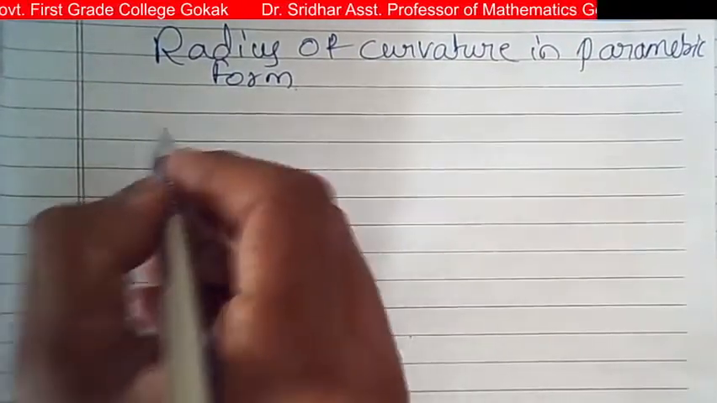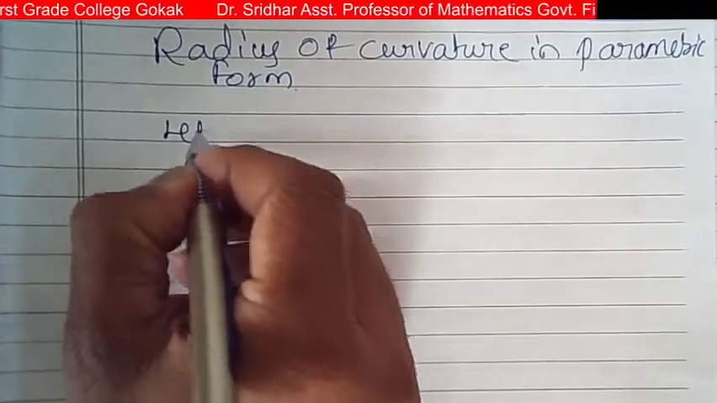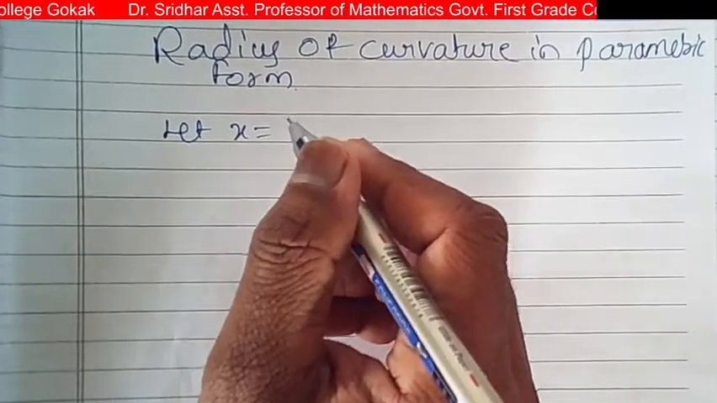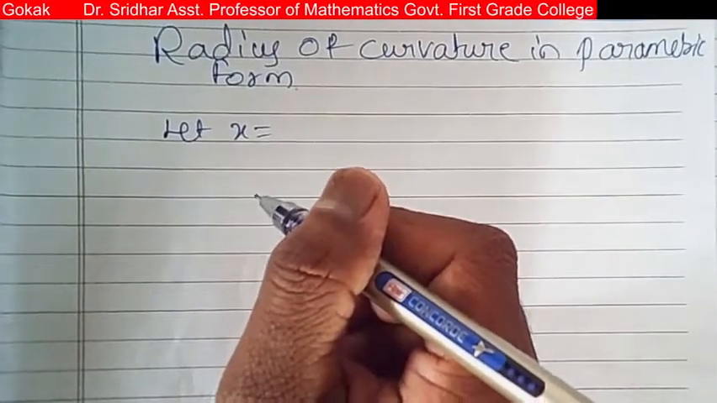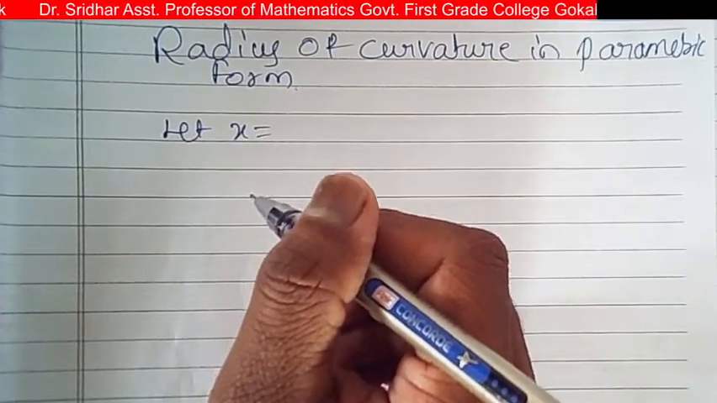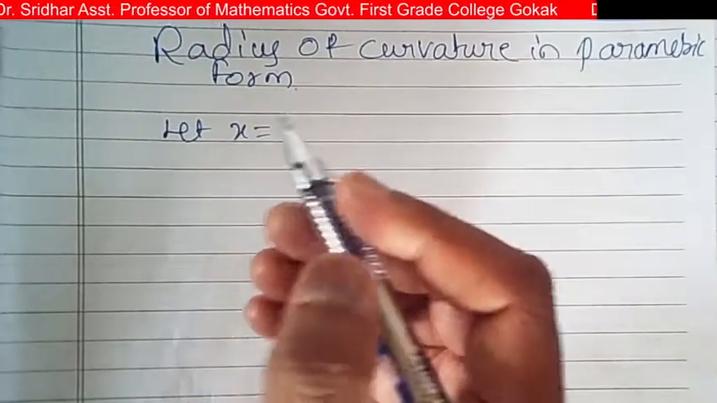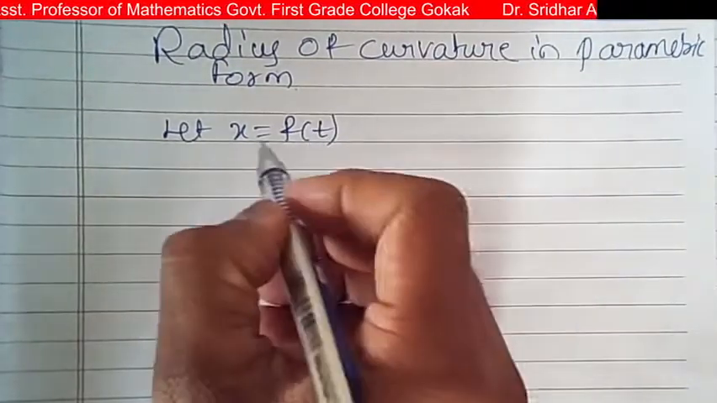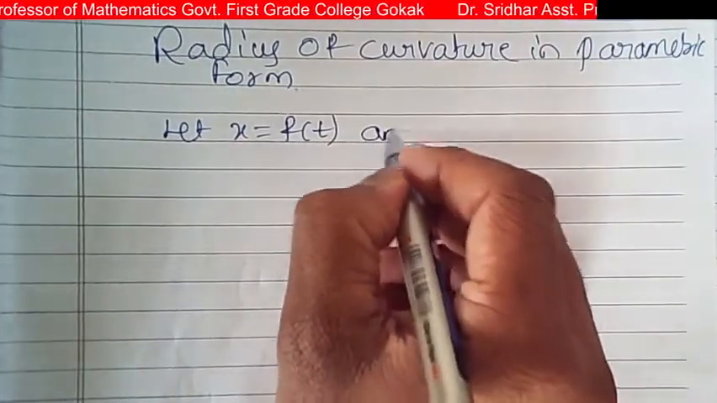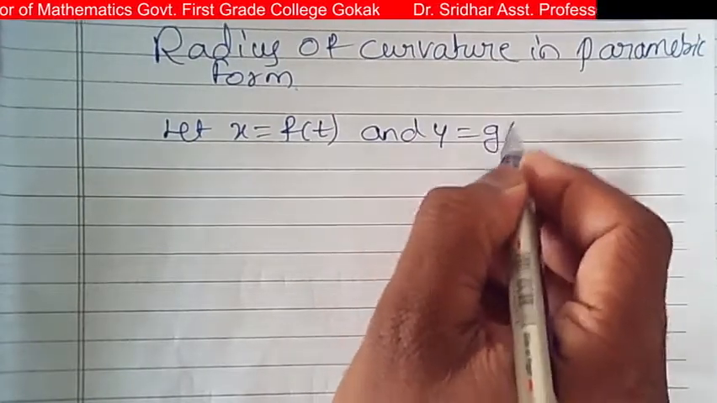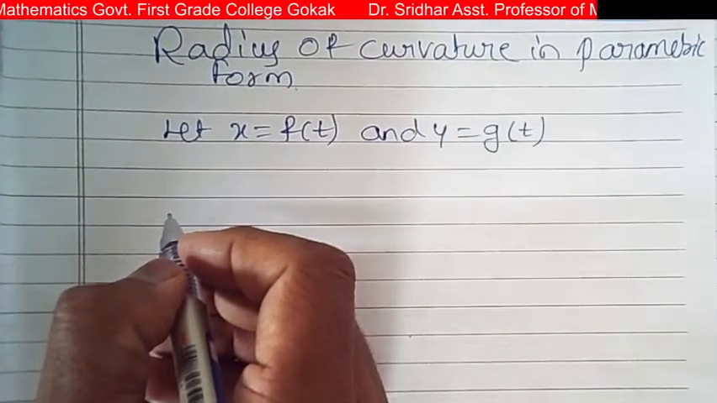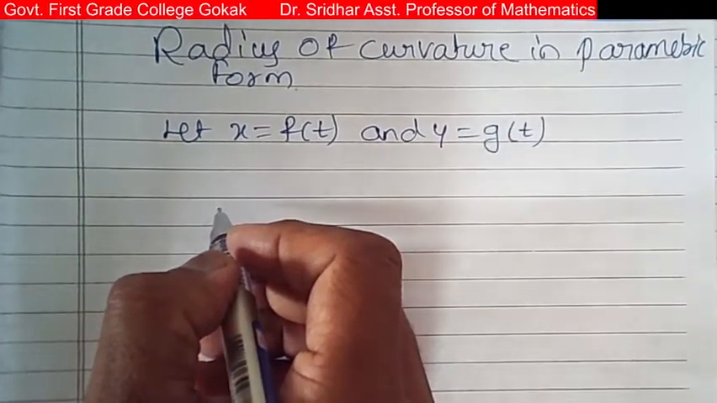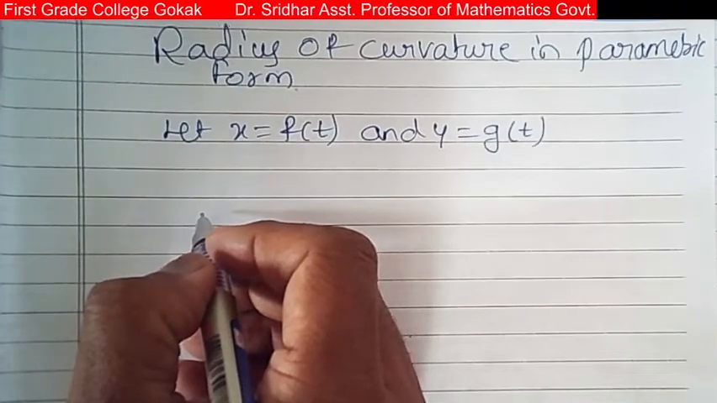In parametric form, x and y are both given in terms of a third variable. Okay, in parametric form means what? Both x and y are given in terms of some other third variable. So let the third variable be t. Let x equal f of t and y equal g of t. Now we have to find dy/dx first.